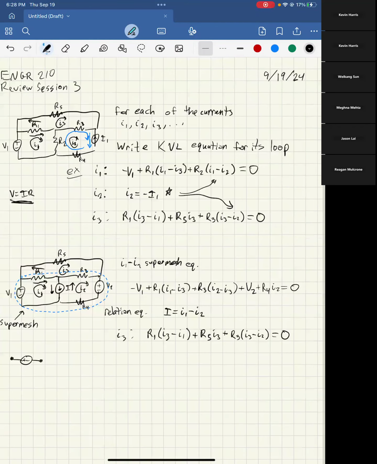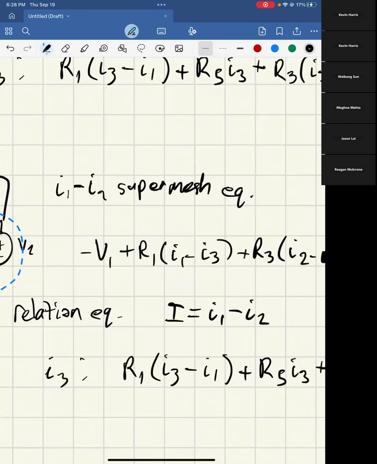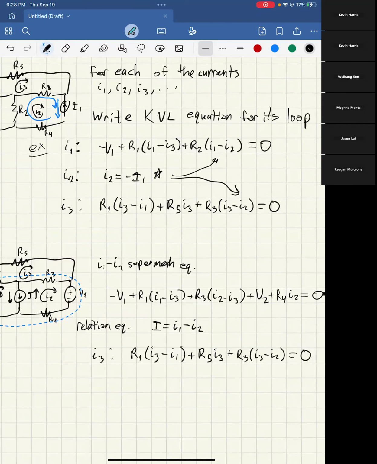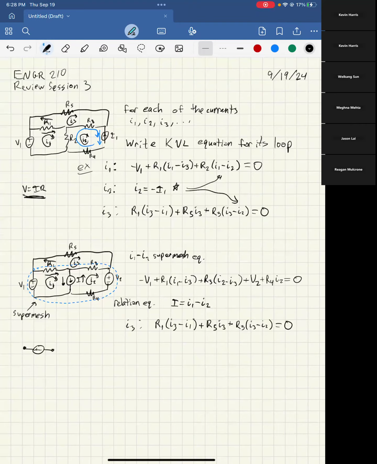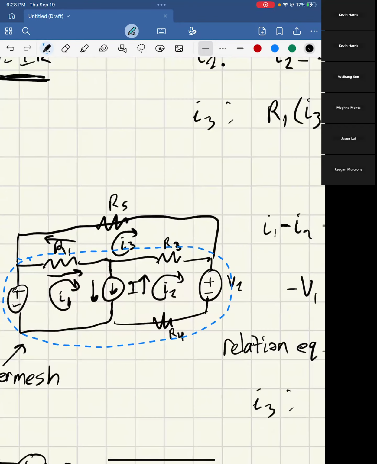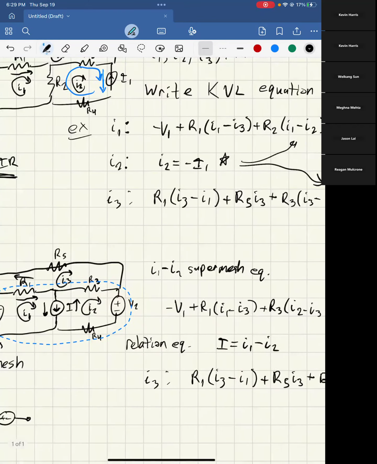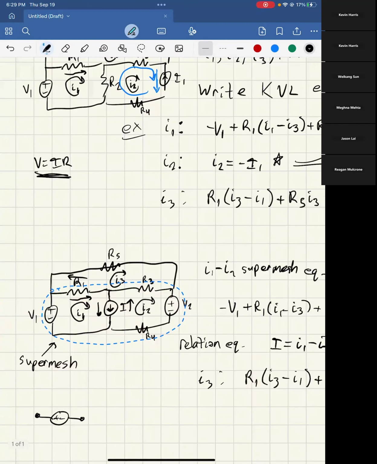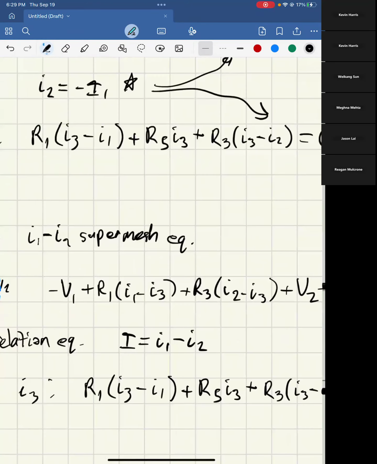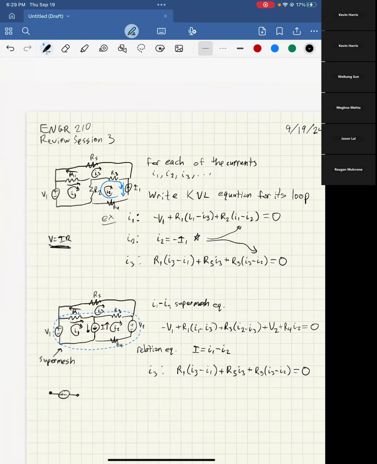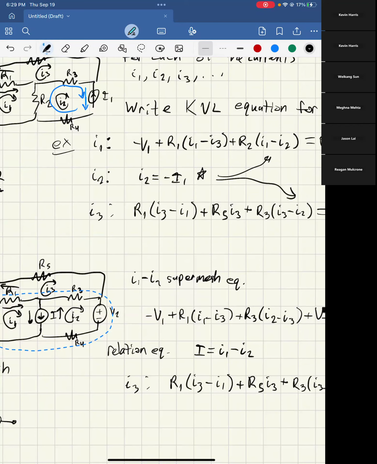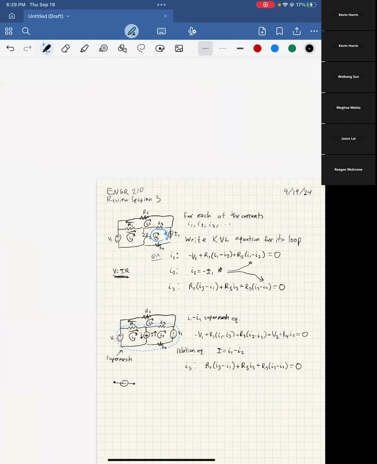Now we have 3 equations, 3 unknowns. Every variable that isn't an I in this scenario, or isn't this big I, is supposed to be given. Everything else is known. The key thing here, remember, when you have the super mesh, it's when you have a current source between 2 meshes. You write one big equation where you go all the way around, and then you write this relation equation between the current source and the 2 mesh currents.